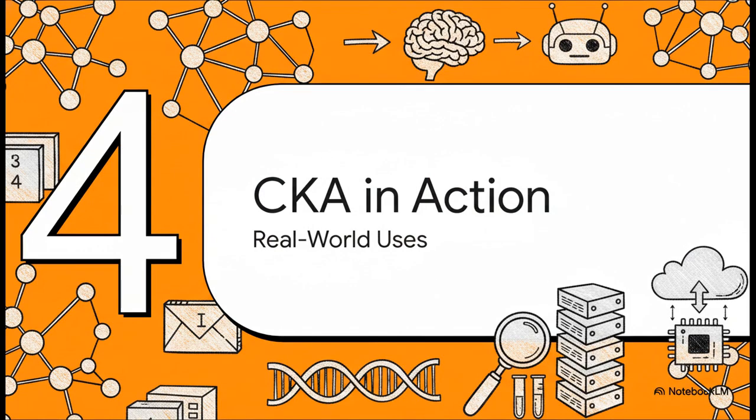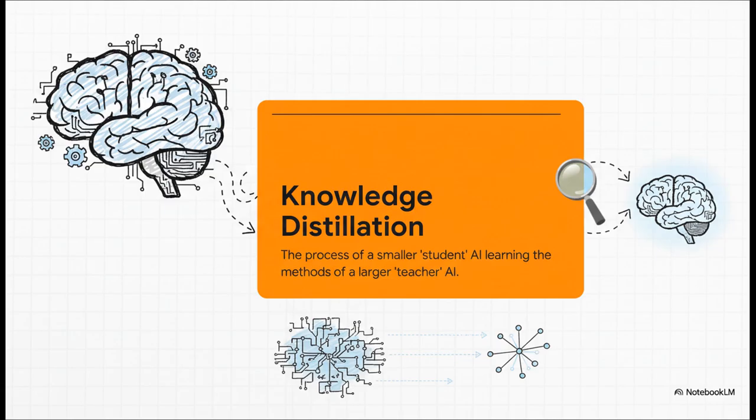Okay, so this is a cool tool for researchers, but where does it actually do anything? Let's check out two really amazing applications where CKA is already changing how we build AI. First up is a technique called knowledge distillation. The idea here is pretty straightforward. You've got a massive, super powerful teacher model, and you want to train a smaller, leaner student model to be just as good. It's all about passing knowledge down from the master to the apprentice.